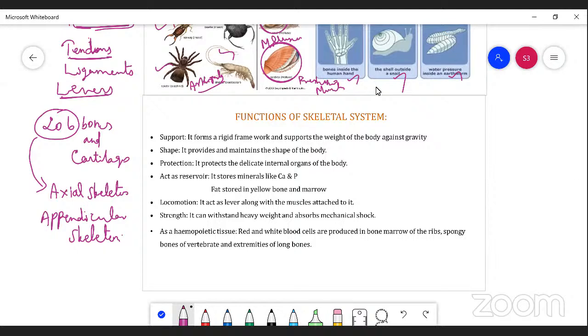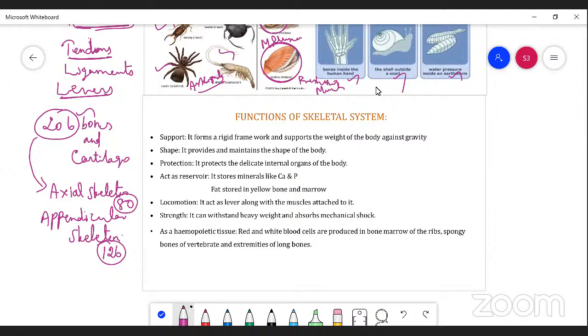Totally, how many bones are present in our body? 206. Out of 206 bones, axial skeleton bones are only 80. Appendicular skeleton bones are 126. Totally 206 bones are present in our body. The 206 are classified into two groups: one is the axial skeleton, another one is the appendicular skeleton. Axial skeleton has 80 bones, and 126 bones come under the appendicular skeleton.